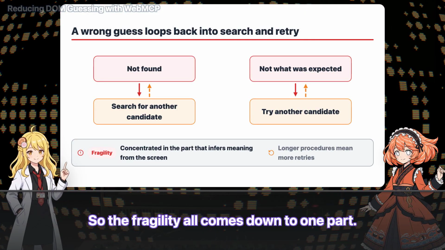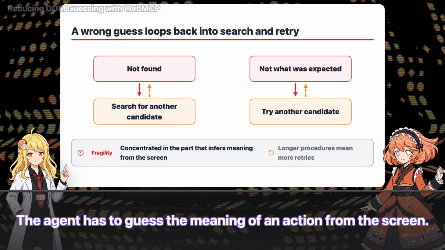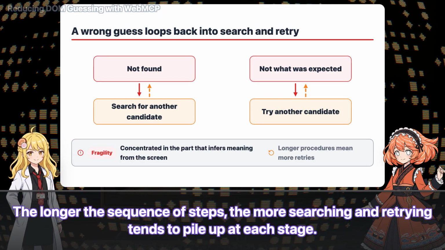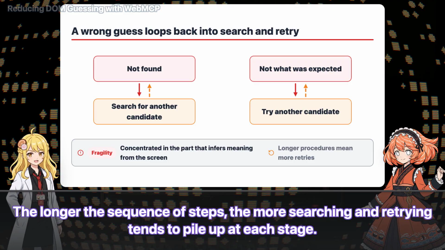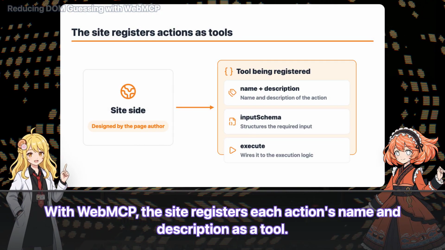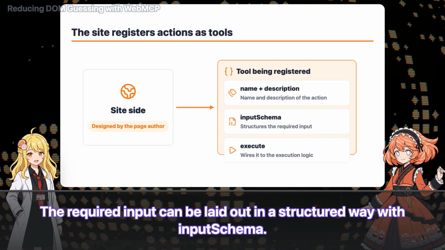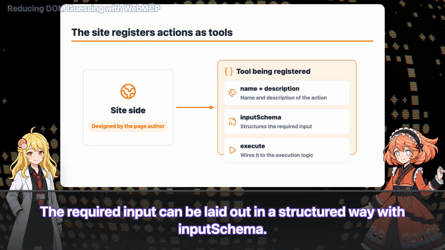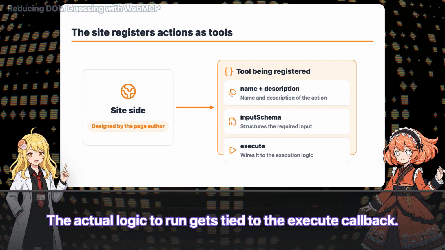So the fragility all comes down to one part. The agent has to guess the meaning of an action from the screen. The longer the sequence of steps, the more searching and retrying tends to pile up at each stage. With WebMCP, the site registers each action's name and description as a tool. The required input can be laid out in a structured way with input schema. The actual logic to run gets tied to the execute callback.